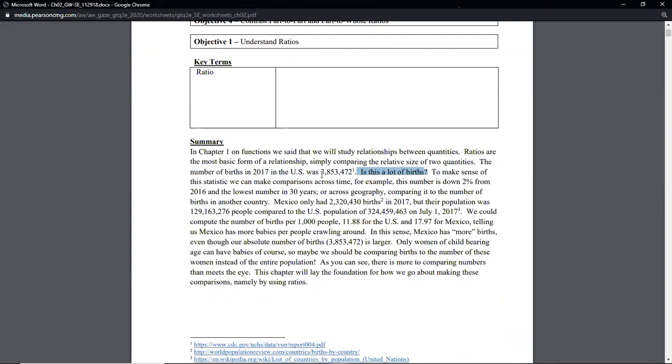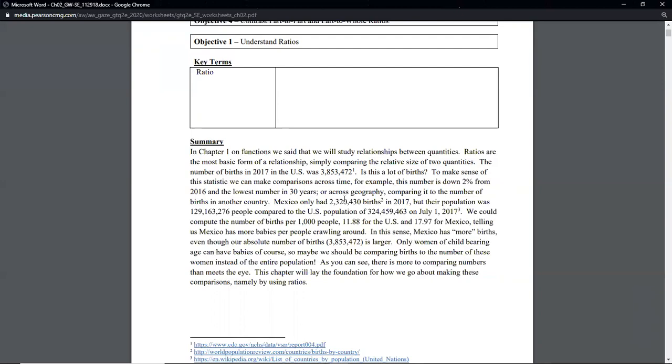Well, it sounds like a lot as a plain Jane number, but you have to compare it to some other things to get a sense of scale. What could you compare it to? Maybe the population of the United States, maybe the birthing rate previously. All of these could be good examples of things to compare it to. Other countries' populations and birthing rates maybe as well. So, okay, the US had 3.8 million, and they say this is down 2% from 2016 and the lowest number in 30 years. Well, that's kind of crazy because it's 3.8 million.